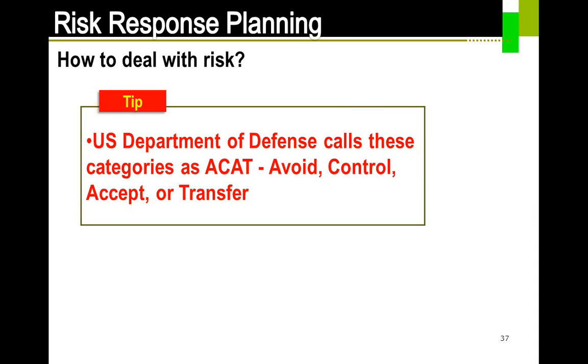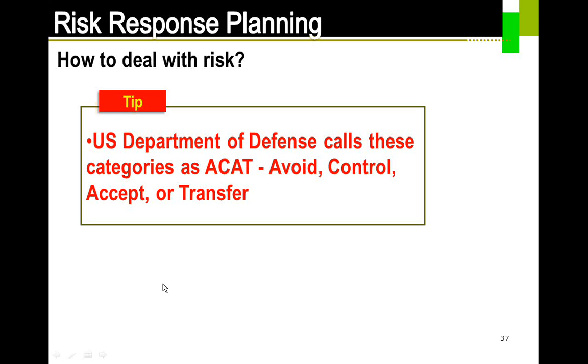To make sure that you remember these things, there is a nice word called ACAT. I also said CAT as an example. I believe it's going to be really easy for you to remember. So ACAT stands for avoid, control, accept, and then transfer. Control is very similar to mitigate. So there are 2 other aspects which I would like to touch.